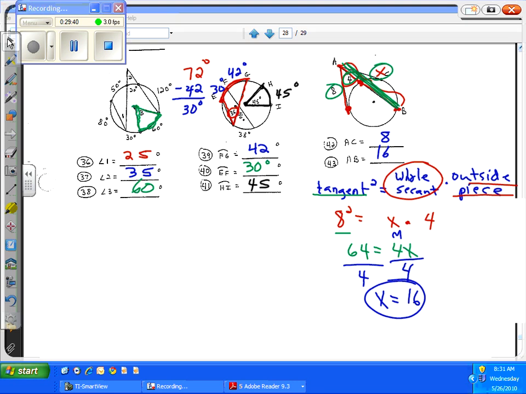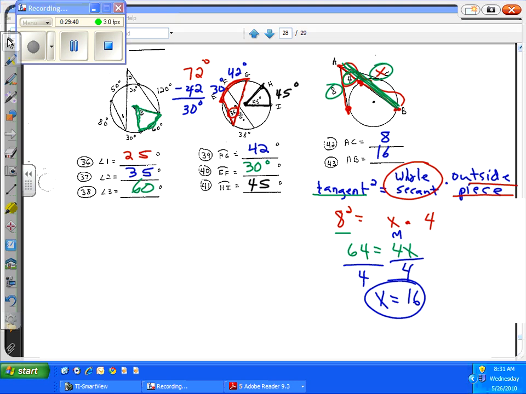We're going to do the exponent. We're going to get 64 equals 4x. X times 4 is 4x. Undo multiplication by division, and we get x is equal to 16. So AB is 16. Any questions on 36 through 42?